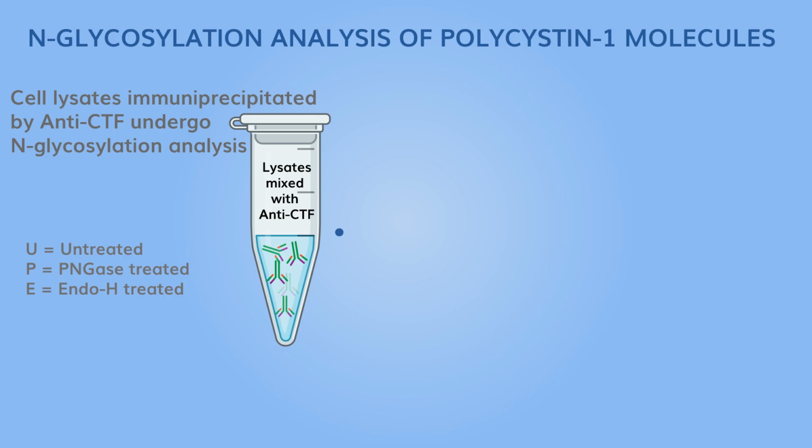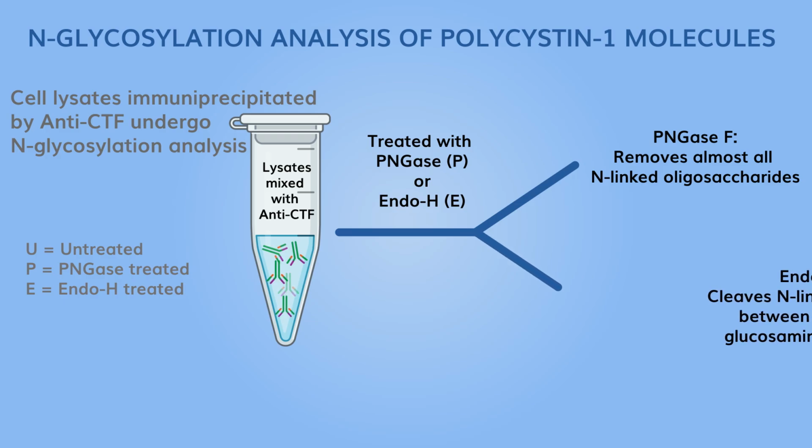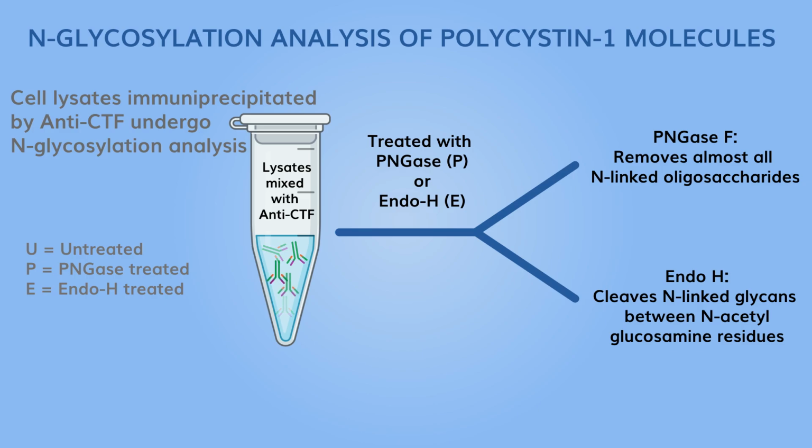PNGase-F efficiently removes almost all N-linked oligosaccharides from glycoproteins. If a protein is glycosylated, it will appear as a smaller band on the gel once oligosaccharides are removed by PNGase-F. The activity of endo-H is more specific. This enzyme cleaves between 2 N-acetylglucosamine residues in the core of an oligosaccharide.